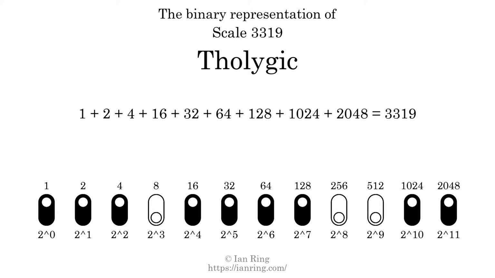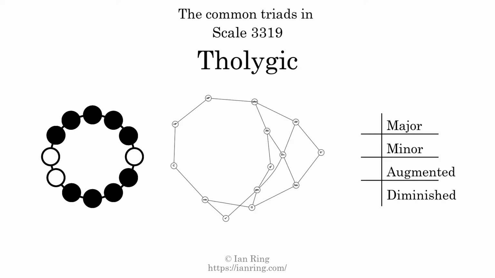3319. The scale number not only enumerates the scale with a unique index, but it also literally describes the tonal content of the scale. Represented as a binary number in base 2, the scale number is 110011110111. Here are the common triads present in this scale.